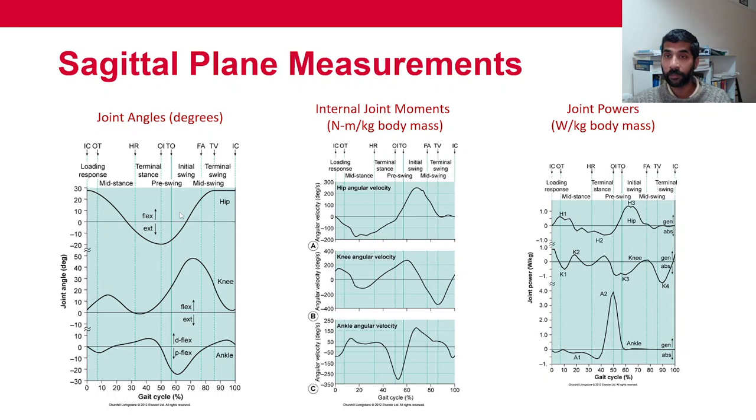From the joint angles and from the weight of the person, you could calculate the internal joint moments and the joint powers. And they give us some other information about the gait as well.